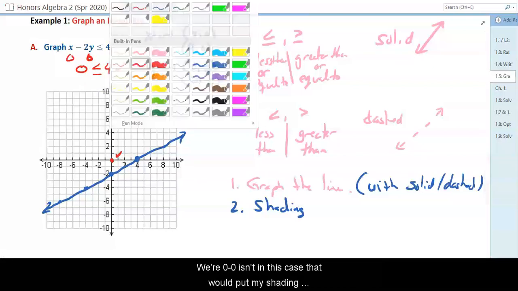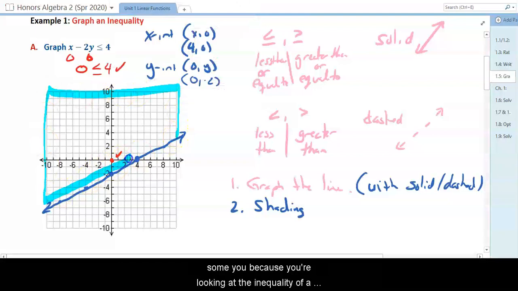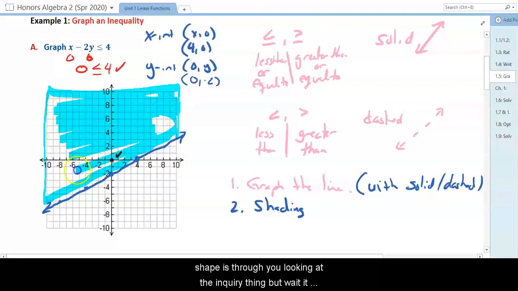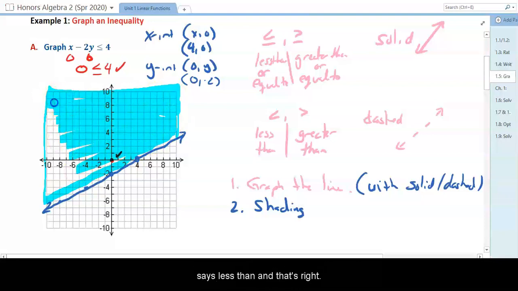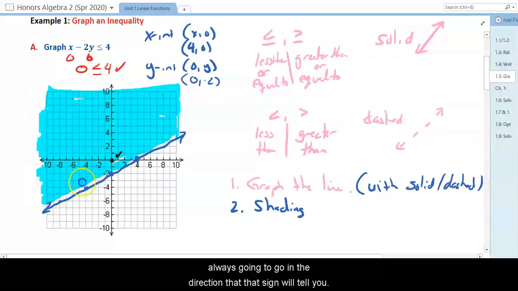And in this case, that would put my shading going above my line, which may be counterintuitive to some of you, because as I shade this through, you're looking at the inequality and saying, but wait, it says less than. And that's right. In standard form, that sign can play tricks on you. It's not always going to go in the direction that that sign will tell you.